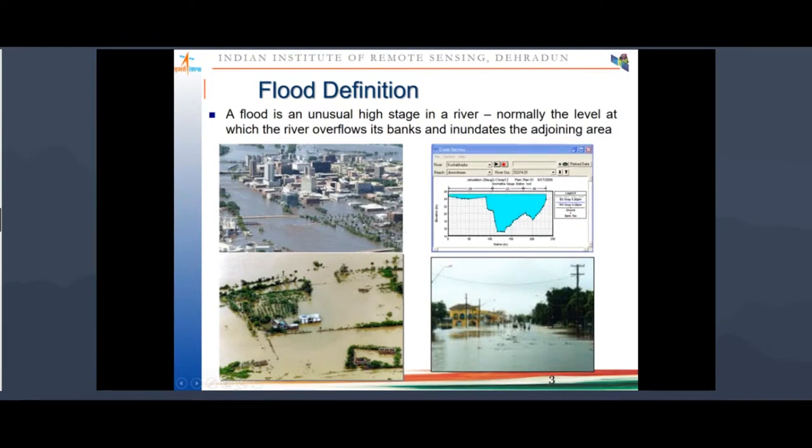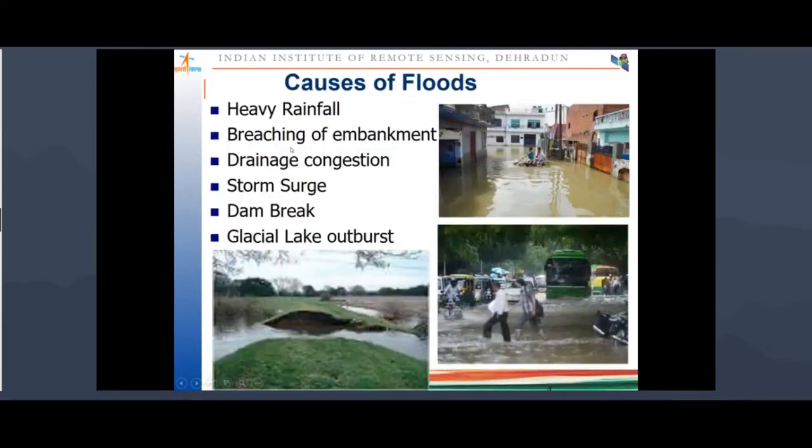Okay. So what are the causes of the flood? No doubt it is heavy rainfall. This is the most important cause of the flood. Whenever there is a heavy rainfall, and such a heavy rainfall that the carrying capacity of the river is not sufficient, hence it inundates the surrounding area and it becomes a flood. So that is the first cause, heavy rainfall.